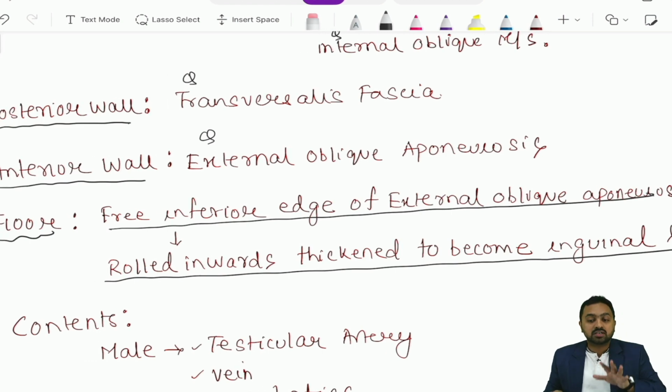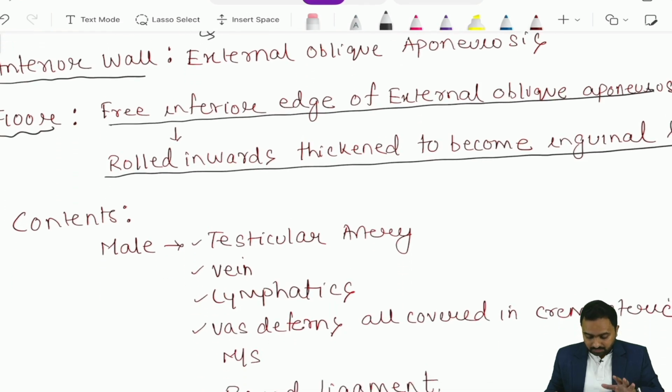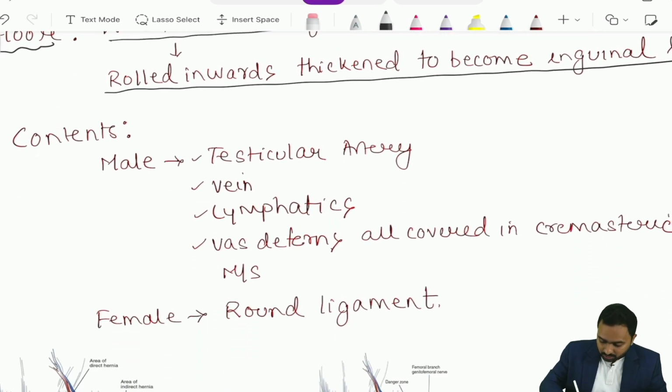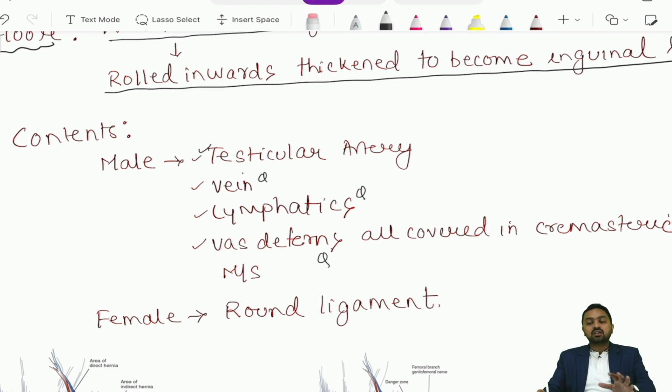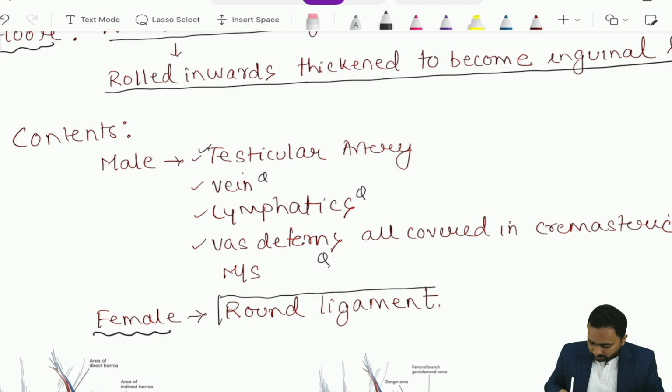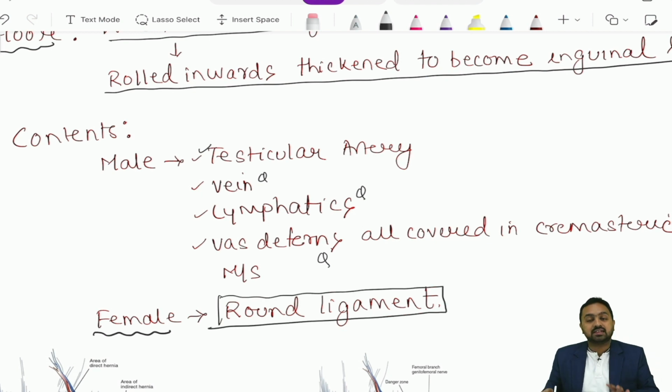Now, what is the content of this inguinal canal? So, we have the spermatic cord, which consists of the testicular artery, vein, lymphatics, vas deferens, and all coverings in form of the cremasteric muscle. In case of the female, we have the round ligament as the content of the inguinal canal.